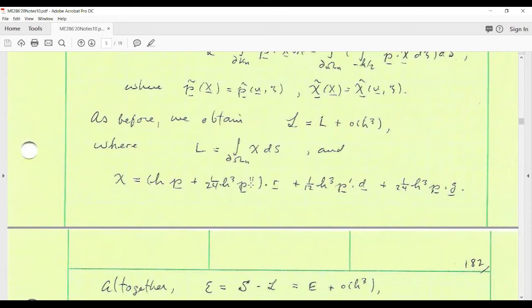The second through thickness derivative of the traction on the midplane times h cubed. It also involves position of the midplane. It involves this d and g. We can call d and g directors if you like. And it involves again, also the first order through thickness derivative of the traction evaluated on the midplane.